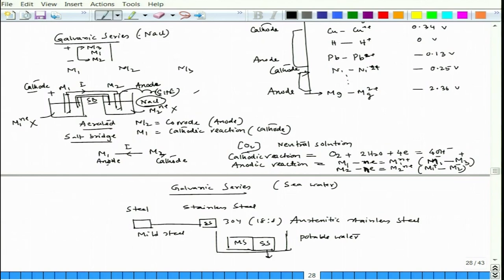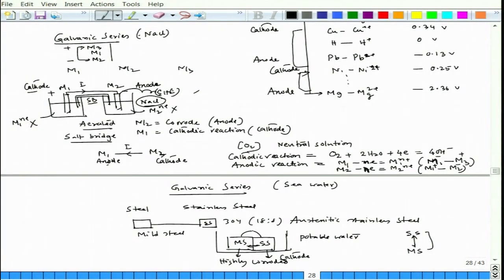you would see that the SS would become cathode, with hardly any corrosion noticed there, but the mild steel will be highly corroded. Why does this situation happen? Because if we compare the galvanic series in potable water, SS would always stay on top of mild steel, and the difference in potential is large. When you connect them, a large current will flow from SS to the mild steel through the conductor, or the external circuit. Here the conductor is this, and this is the electrolyte. Here ions move and here electrons move. So SS becomes cathode and MS becomes anode.